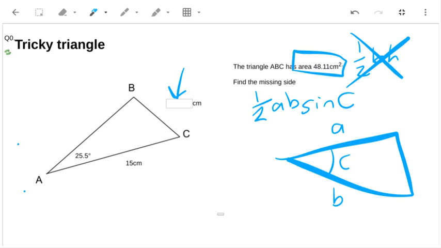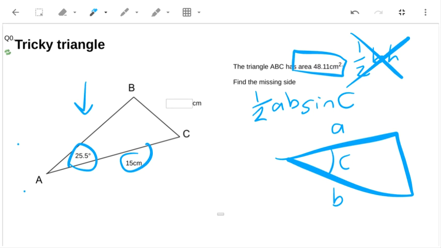Now, if we look at our triangle here, this is one of the sides, this is the angle, and the other side is this one here. So in fact, our equation is going to tell us that one, the side AB. So we might as well just get on with it because there's nothing else we can do with the area.